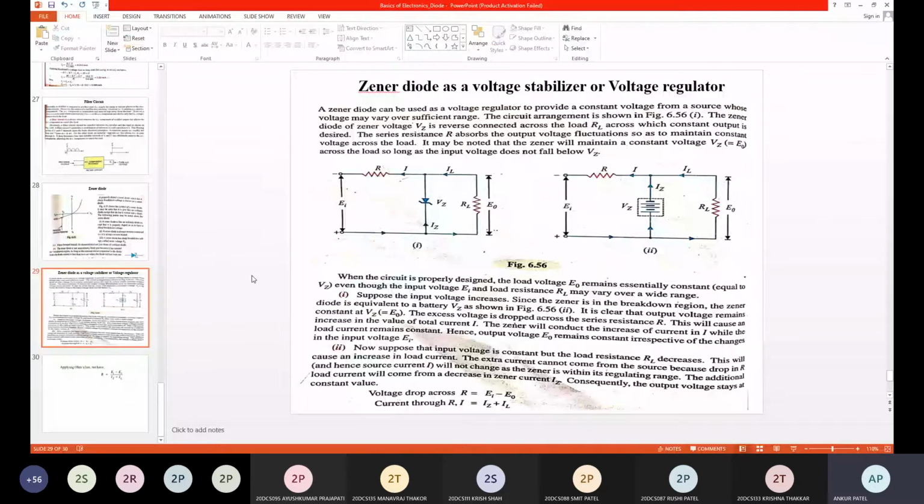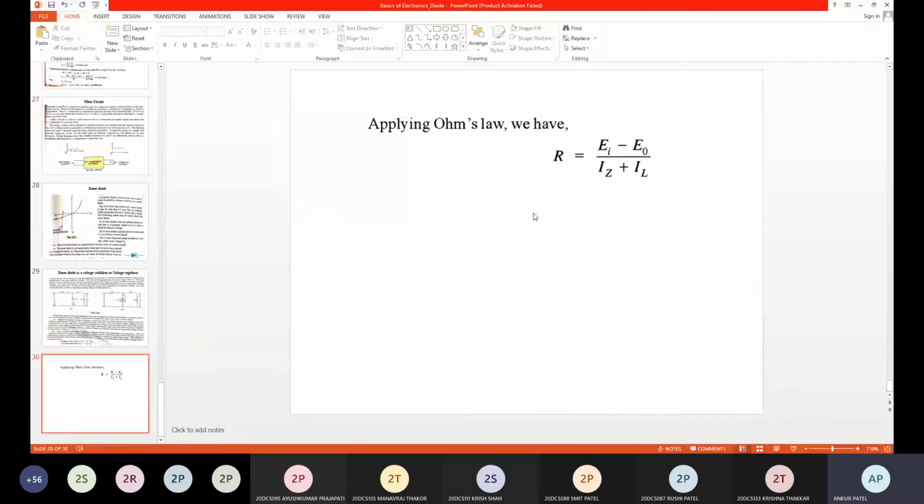In this application, we are using the Zener diode in the on state, meaning we are keeping EI more than VZ, so it can act as a battery. By varying the input voltage, we are making VZ equal to E0, whereas any fluctuation of voltage is absorbed by the series resistance R. By this we can achieve the Zener diode as a voltage stabilizer or voltage regulator by varying the input voltage.